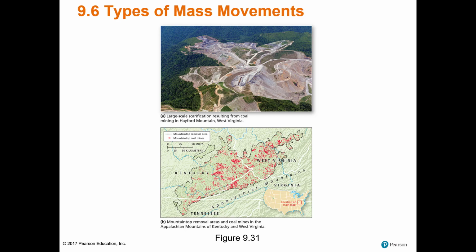This is an example of mountaintop removal, both in an image and a map depiction. And the mountaintop removal is a way to extract minerals, and it is basically showing you large-scale scarification. And it's shaving off or just bulldozing off the top of mountains, and it leaves behind this pattern, which without the vegetation rooting down those areas, it is more susceptible to mass movement.